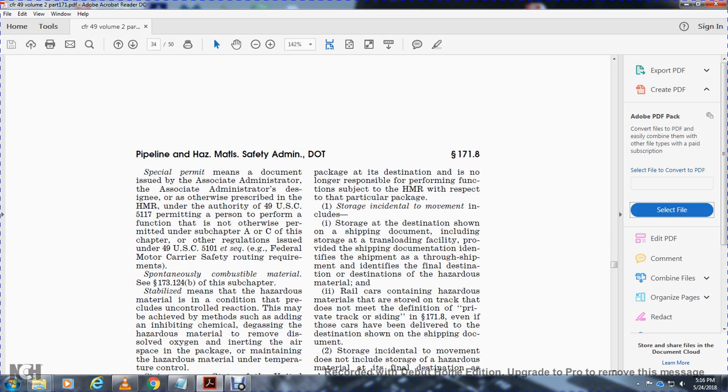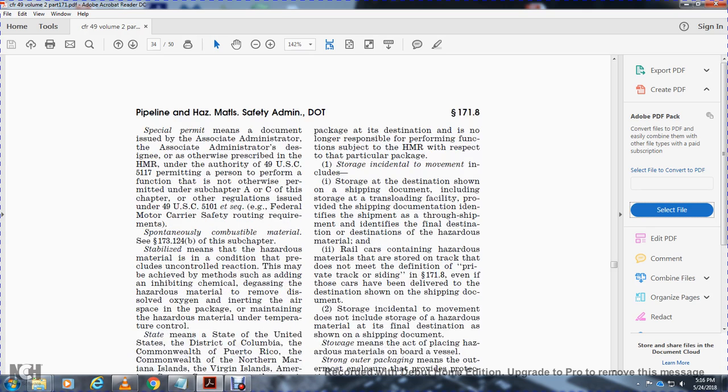Spontaneously combustible material, 173.124(b), of this subchapter. Stabilized means the hazardous material is in a condition that would prevent an uncontrolled reaction, which may be achieved by methods such as adding an inhibiting chemical, degassing the hazardous material, removing the dissolved oxygen and air, or putting an inert gas into the package to maintain the hazardous material under temperature control.